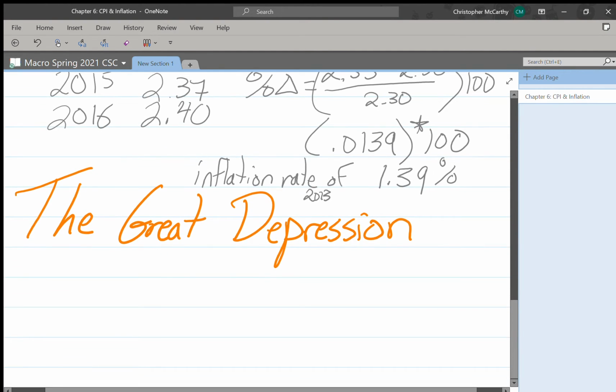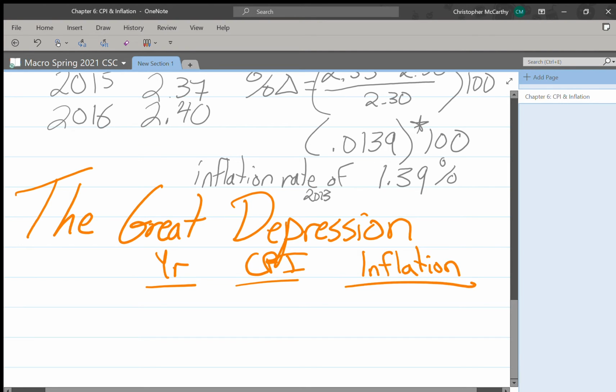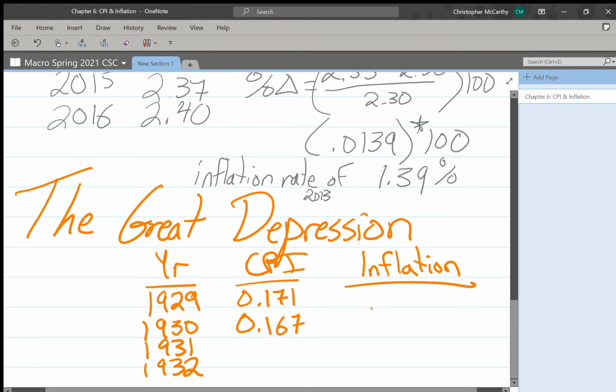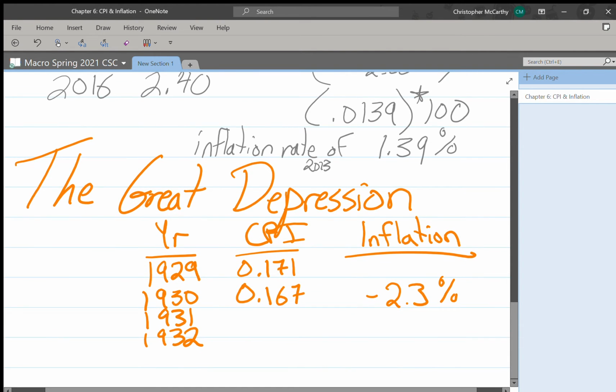So during the Great Depression, if we look at that same kind of thing, year, CPI, and the inflation rate. This started in 1929 and lasted about 10 years. We see the CPI started out at 0.171 and then went down to 0.167. So we had negative 2.3% inflation. The prices went down. And then in 1931, the price level went to 0.152.